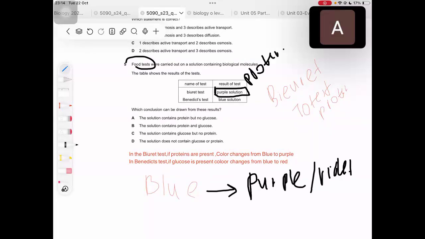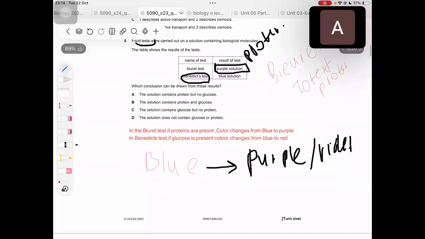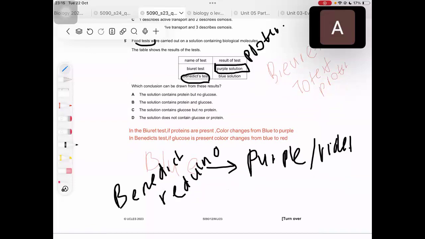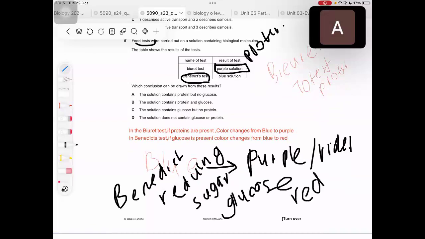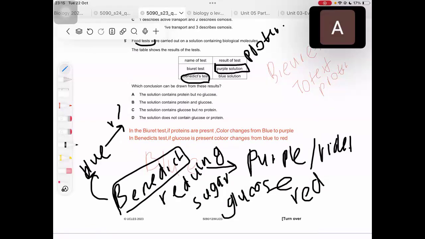Then going on to the Benedict solution, you can see the result of the test is a blue solution. What do you use the Benedict test for? You use the Benedict test to check if there are any reducing sugars present. You commonly refer to it as glucose, right? If glucose is present, the result of the test will be red, right? Initially, Benedict solution is blue in color. If glucose is present, the blue solution turns into red.